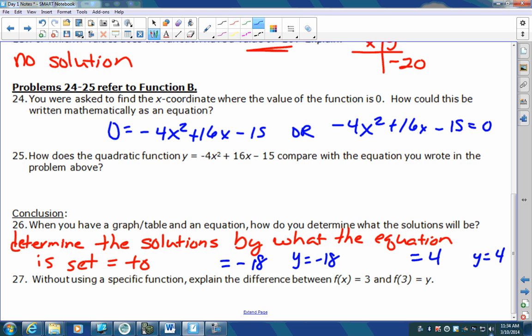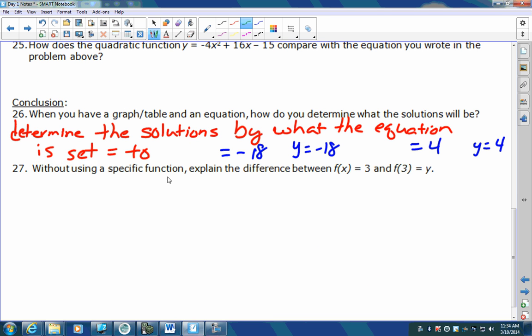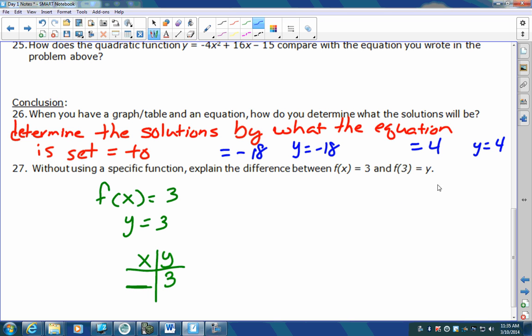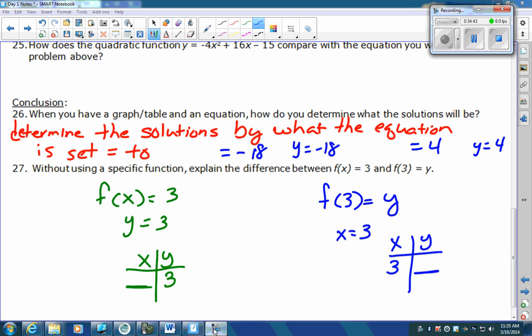See, the whole idea is right here: without using a specific function, explain the difference between f of x equals 3 and f of 3 equals y. See, f of x equals 3, that's saying y equals 3. So if I had to write it in a table, they're giving me the y number. I'm trying to find the x. If it says f of 3 equals y, they're giving me the x number, and I'm trying to find the y.